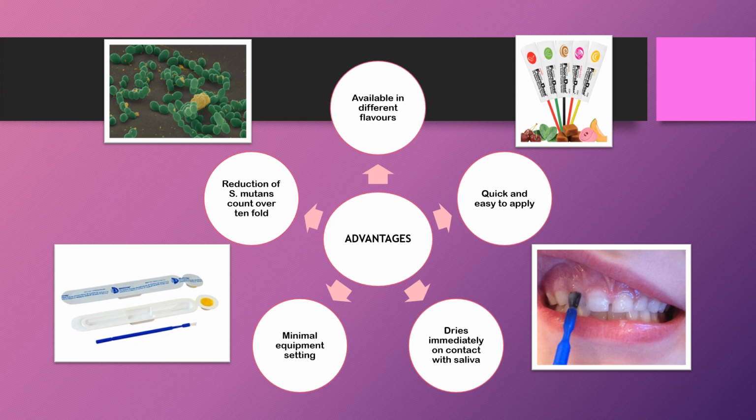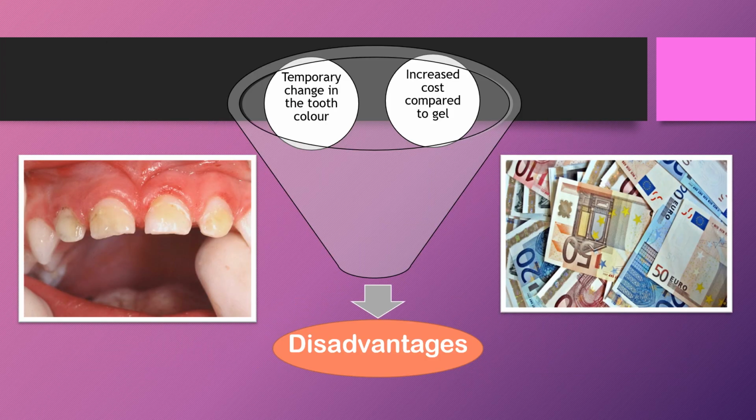Some of the advantages of using a fluoride varnish include that these varnishes are available in different flavors, as you can see in the picture. It is easy and quick to apply. It dries immediately when it comes in contact with saliva. It needs minimal equipment setting and also has a drastic reduction of Streptococcus mutans counts, over tenfold. Some of the disadvantages include that there is going to be a temporary change, that is, a yellowish brown color is going to be seen, and also the cost is going to be high when compared to the other topical fluorides.